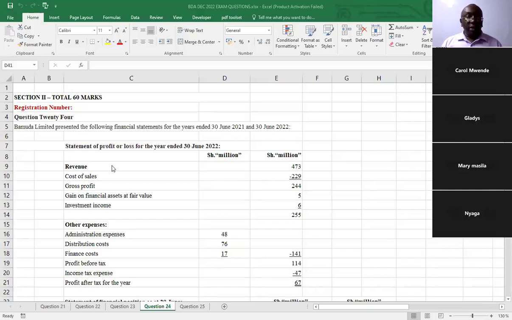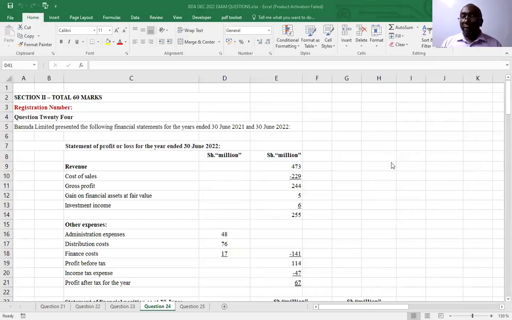So the question says that Bermuda Limited presented the following financial statements for the years ended 30th of June 2021 and 30th of June 2022. Statement of profit or loss for the year ended.